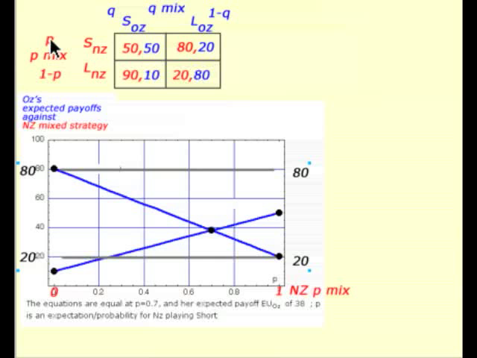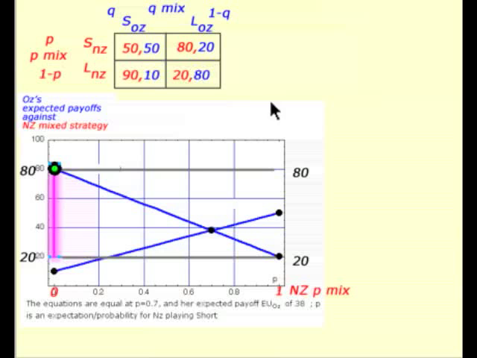Supposing you believed that P was 0. The chances of New Zealand throwing short are 0. That means there's a 100% chance they're going to throw long. So if you defend long, your payoff is 80. So what we do on this graph here is look on the axis down here at the probabilities, the P-mix for New Zealand, that is the chances of New Zealand going short, and the chances of New Zealand going short are 0 right over here, which means they must be going long, in which case Australia's payoff is going to be 80. So we put a bullet point there. Just forget about the line for a second, because let me do another point, and we'll come back to why we're putting in this line here.